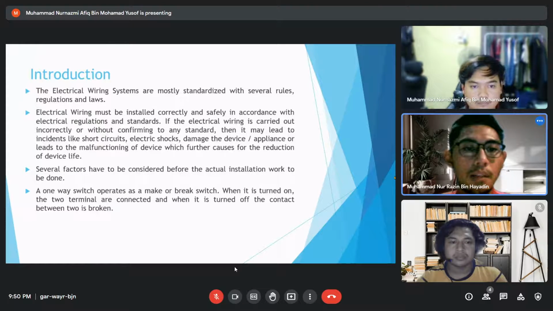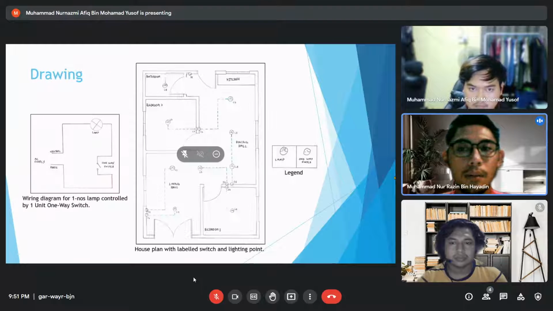A one-way switch operates as a make or break switch. When it is turned on, the two terminals are connected, and when it is turned off, the contact between the two is broken. Next, I will pass to my friend.